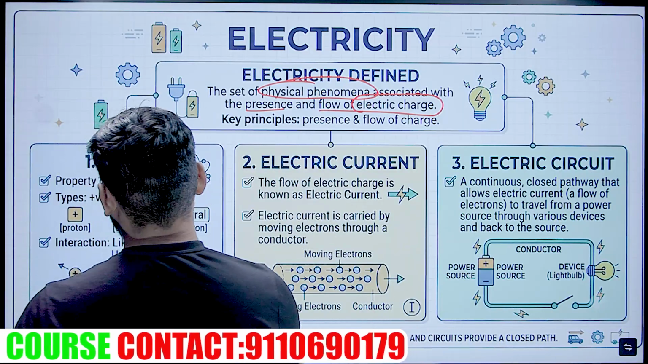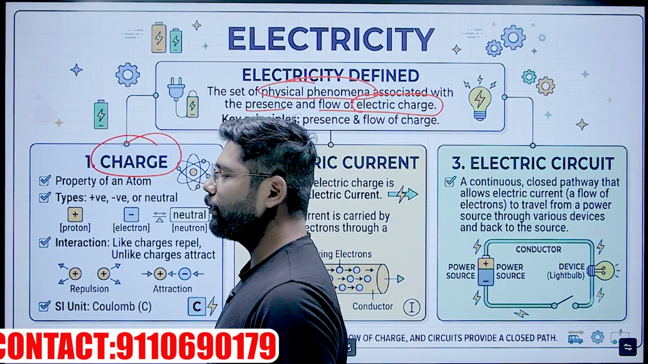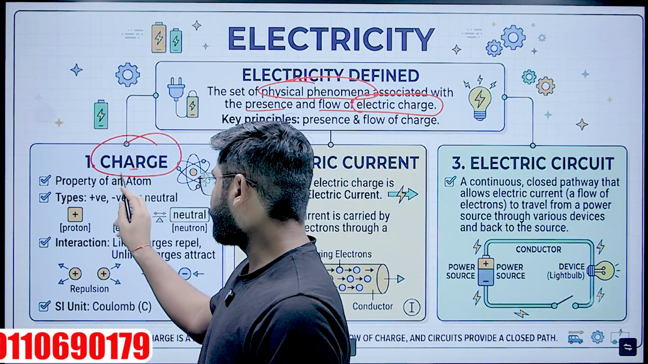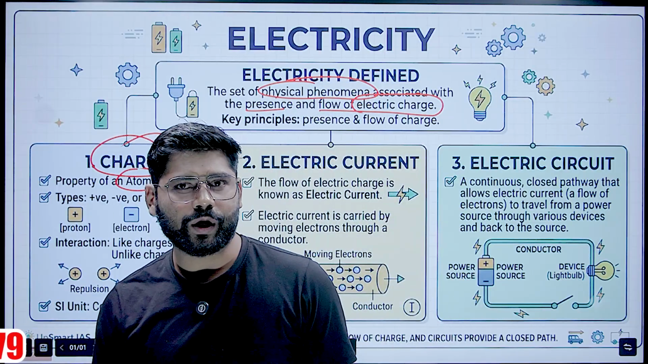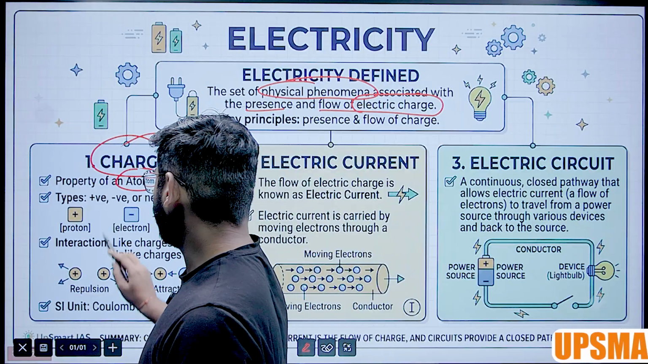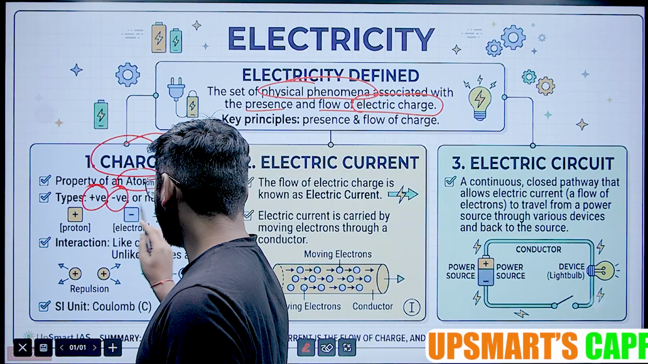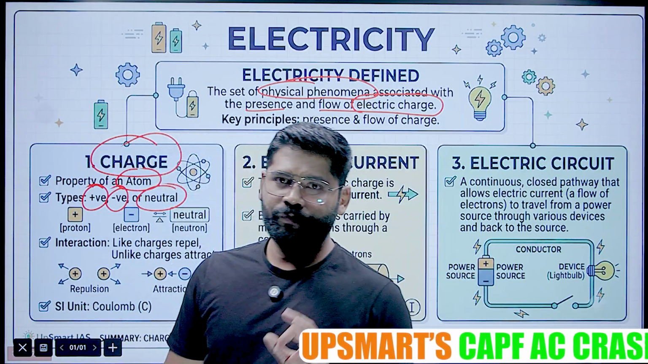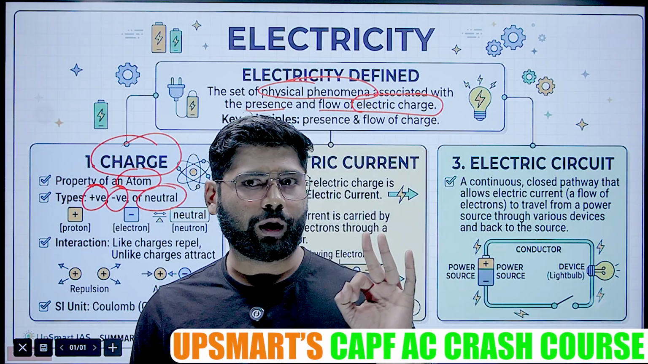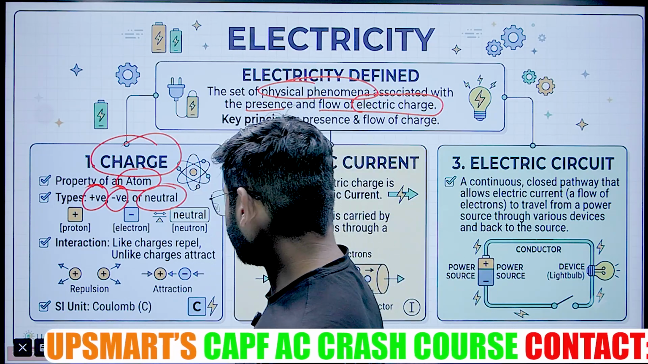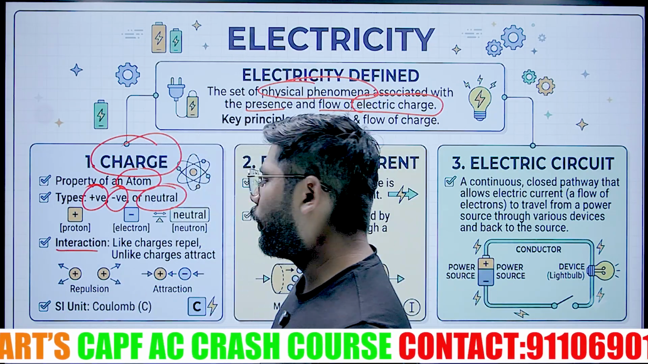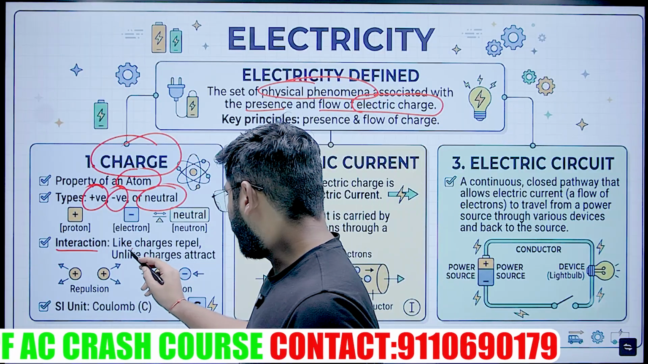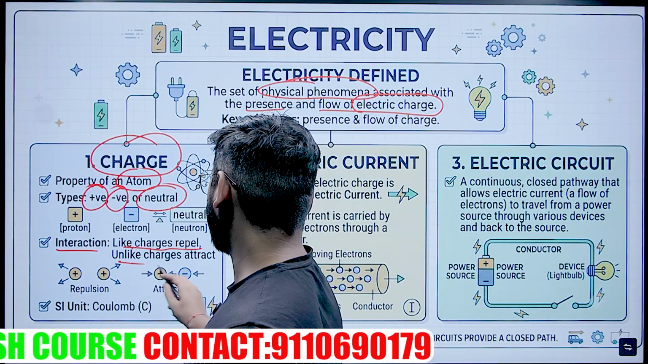Now when it comes to charge, where do we see the charge? We see the charge in the atom. In the atom, there is positive charge, negative charge, and neutral charge. Three types of charge are found in an atom. Next, the interaction: like charges repel and unlike charges attract.